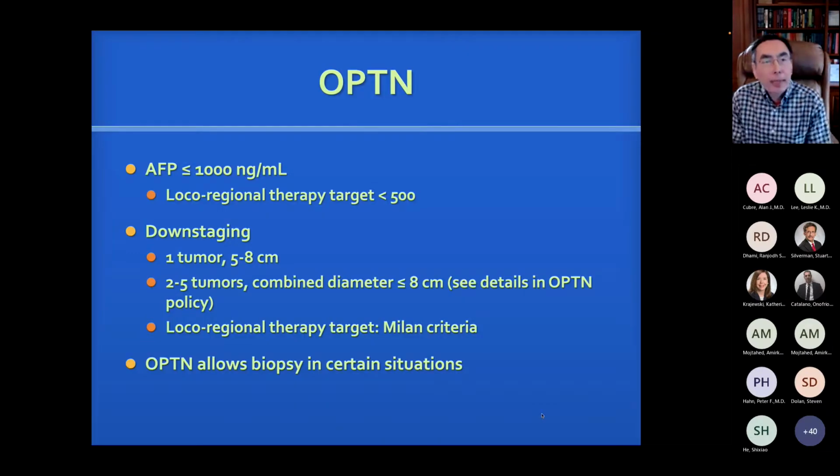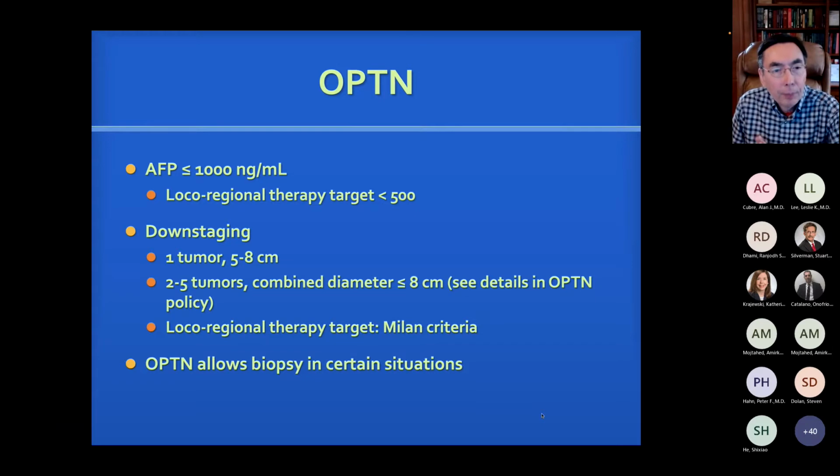Now, OPTN does take a few other things into account. One is AFP level. And so if you have an AFP level that's as high as 1,000 or even higher, then that AFP level has to be brought down with treatment to below 500, and it has to remain below 500 nanograms per milliliter for the patient to remain on the transplant list.